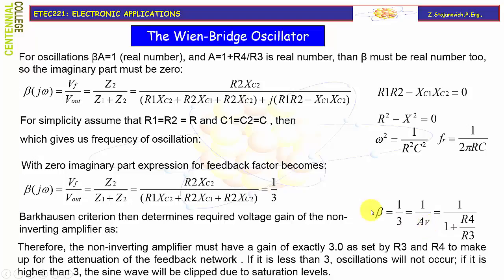Therefore, the non-inverting amplifier must have a gain of exactly 3, as set by R3 and R4, to make up for the attenuation of the feedback network. If it is less than 3, oscillations will not occur. If it's higher than 3, the sine wave will be clipped due to saturation levels.